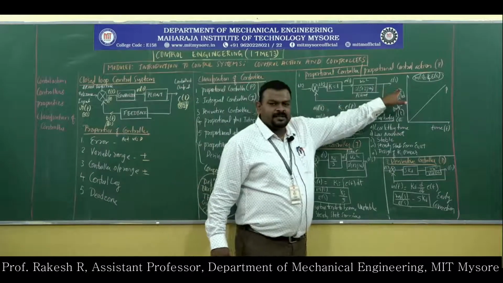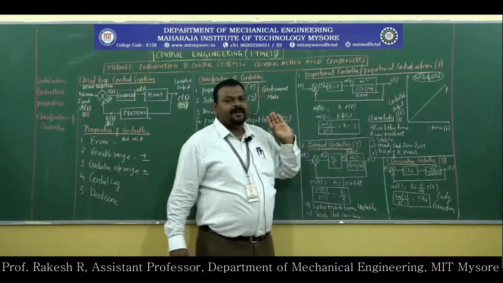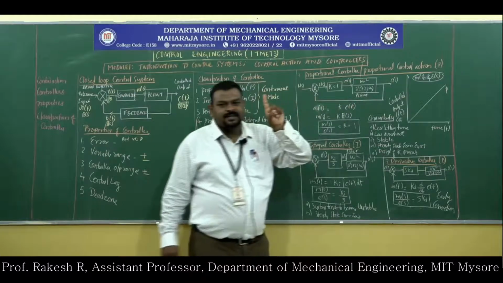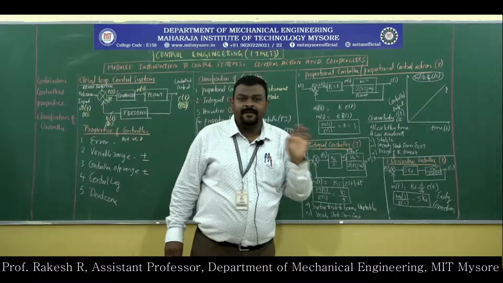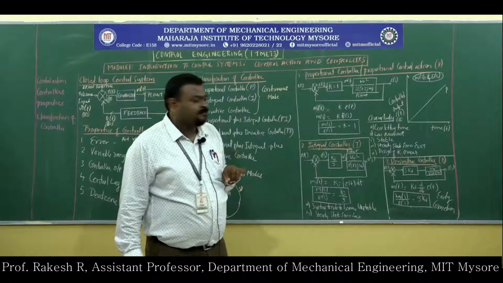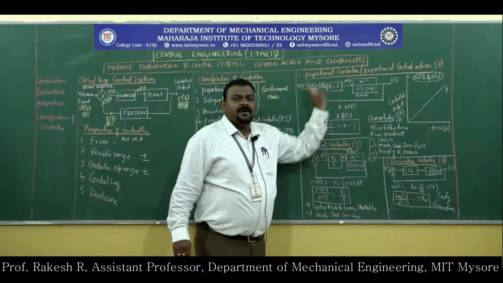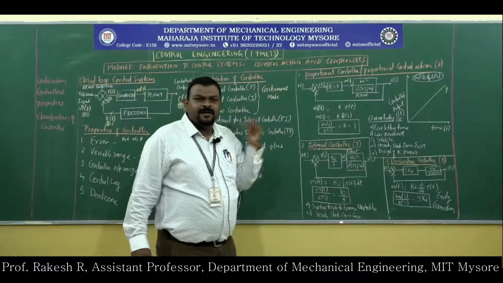After this, again C of S, and this is a unity feedback system. We will assume feedback as unity. The gain of feedback H of S will be 1. So this is how to write the block diagram for controllers.